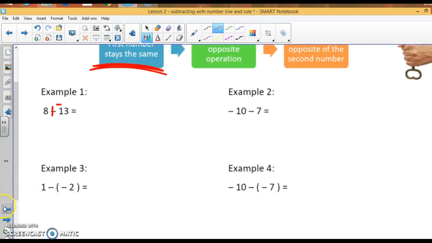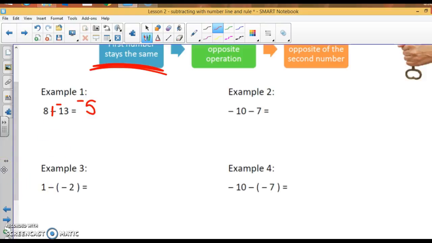Adding. When the signs are the same, you add and keep the sign. When they are different, you subtract and take the sign of the larger number. So, I'm looking at this now as an addition problem, and the signs are different. So I subtract. 13 minus 8 is 5. And which one of these is a bigger number? The negative. So negative 5.